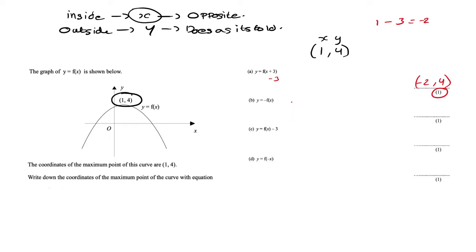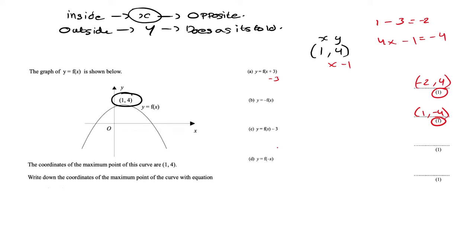Now the next one is minus f of x. Now minus f means minus 1 multiplied by f. Now it's outside the bracket, so it's going to change the y-axis and it's going to do as it's told. So it's going to change the y-axis by multiplying by negative 1. So 4 multiplied by negative 1 will become negative 4. So then the x coordinate will stay the same. It will be 1, negative 4. Okay, and that will be worth 1 mark.